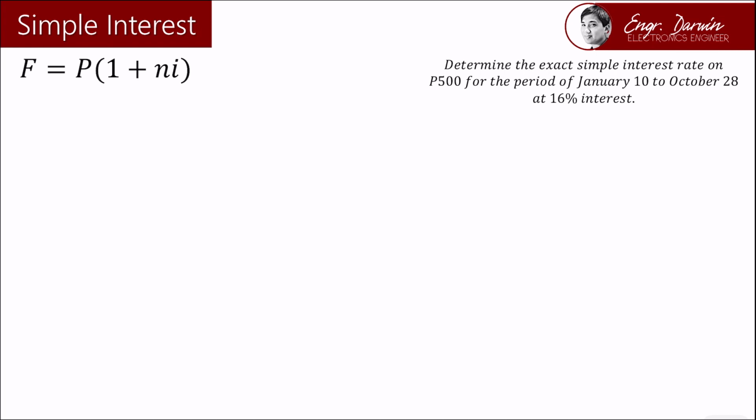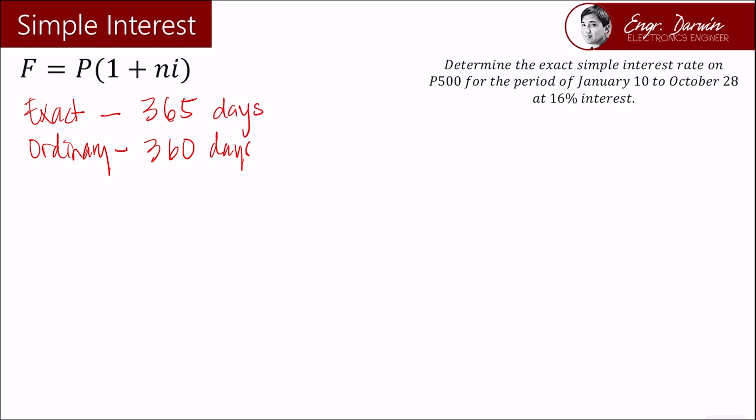Let's define what is an exact simple interest. When we say exact, an ordinary, what we saw earlier is an ordinary simple interest, which is having 360 days. So kapag exact naman, this is 365 days in 1 year. Okay, so we need to find how many days na nag-occur yung ating simple interest.